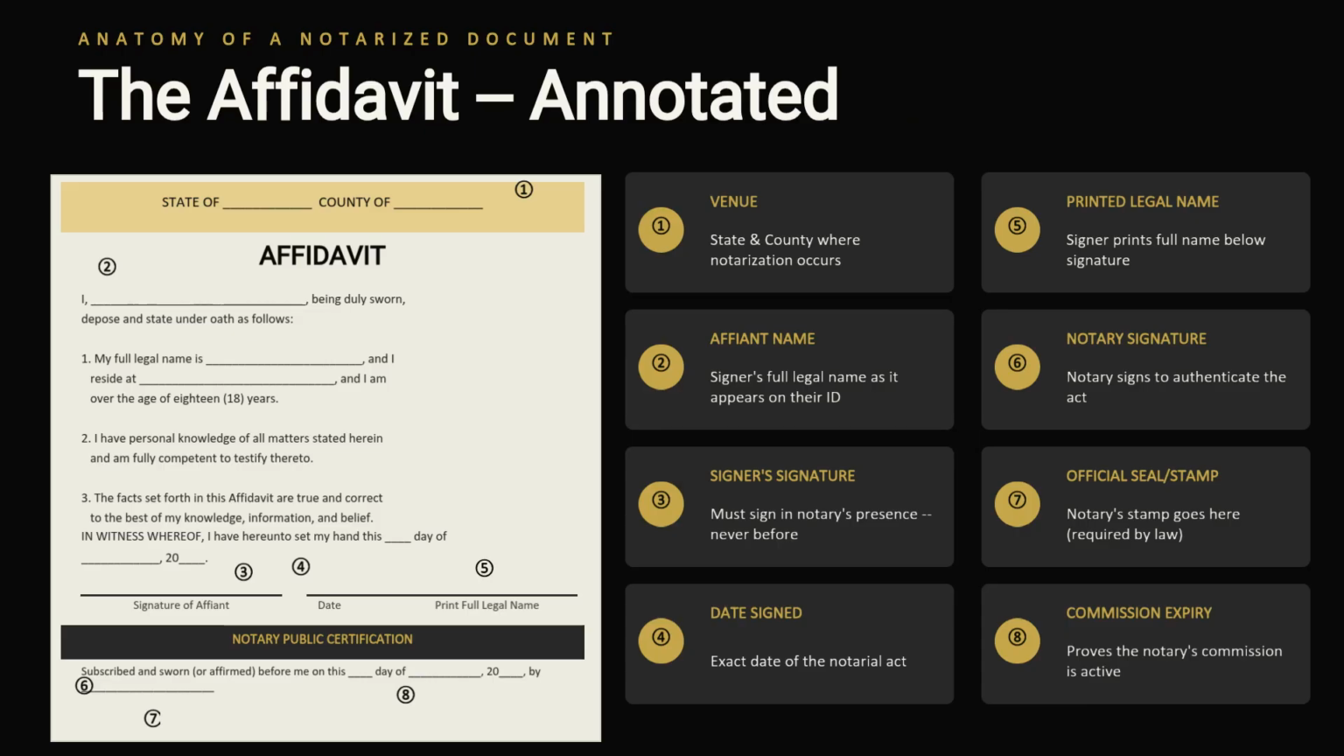This is the key slide. Every annotated element on the affidavit has a specific legal purpose. The signer's signature line, the notary's signature line, the official seal area, and the commission expiration date are all legally required components. If any of these are missing or incomplete, the notarization can be challenged or invalidated.